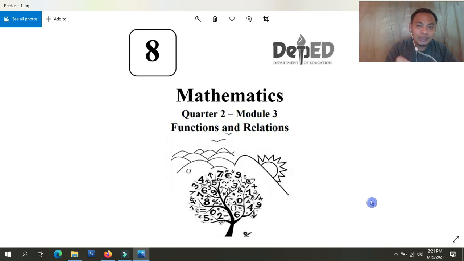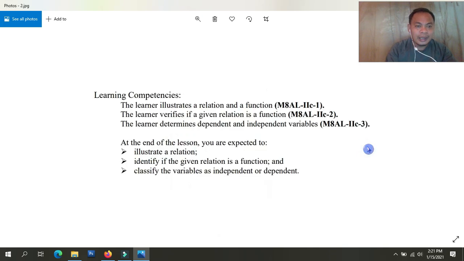Okay, ang title po natin o topic po natin for our Module 3 ay Functions and Relations. And our learning competencies, we have here the learner illustrates a relation and function. The learner verifies if a given relation is a function. And the learner determines dependent and independent variables. And our objectives, at the end of the lesson, the learner is expected to illustrate a relation, identify if the given relation is a function, and classify the variables as dependent or independent.